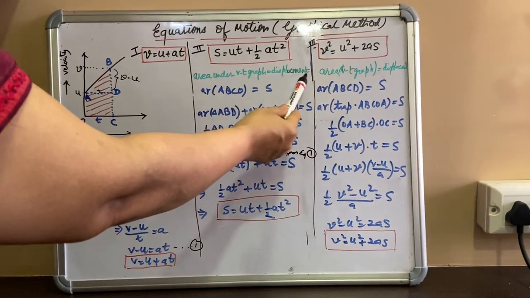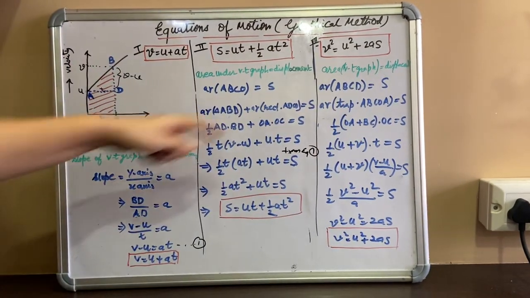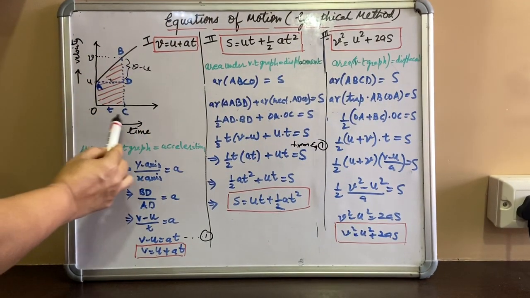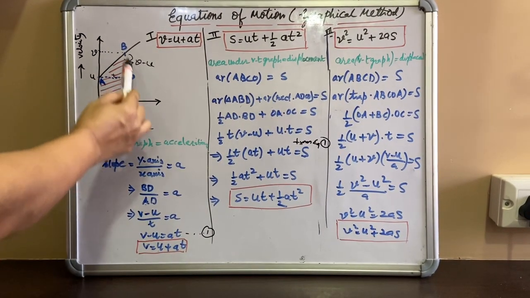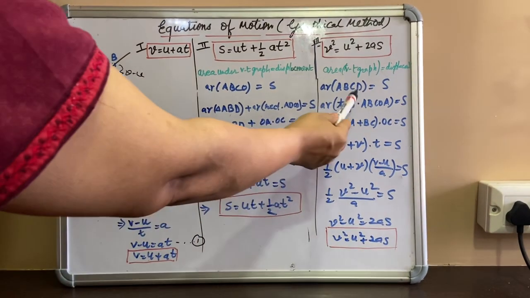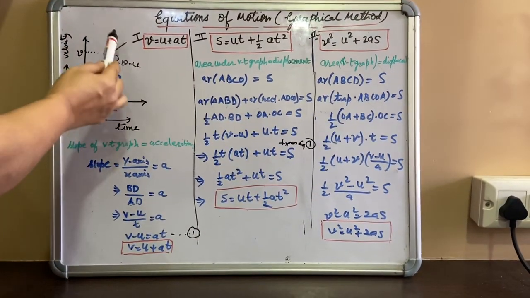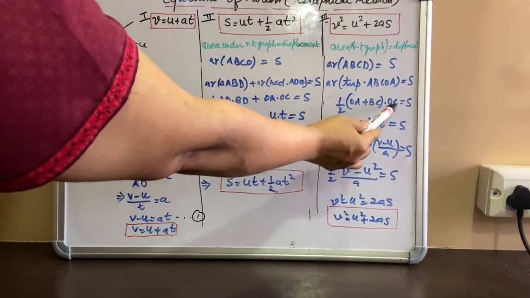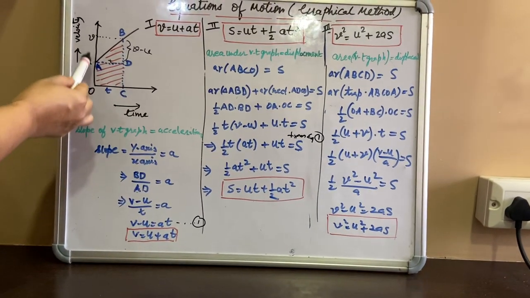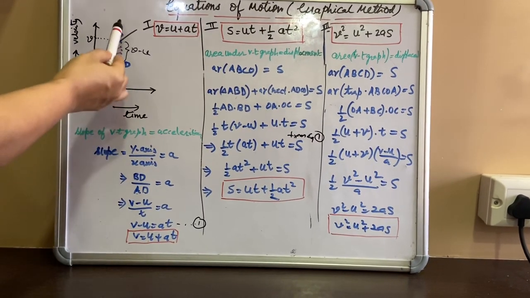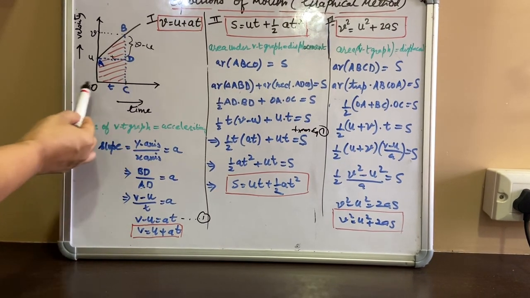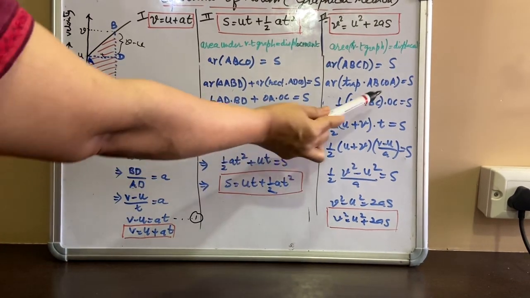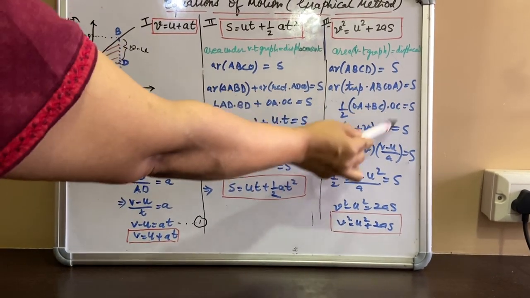Again, we will use the same property that the area under the VT graph is displacement. Now the area we will take is a trapezium. Instead of dividing into the area of a triangle plus a rectangle, here we take the area of the trapezium. We know that the area of a trapezium is half the sum of parallel sides into height. The parallel sides here are OA and BC, and the distance between them is OC. So putting the values, OA is u, BC is v, and OC is t.